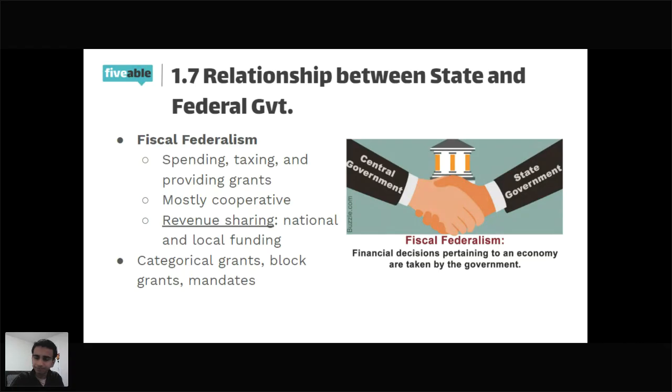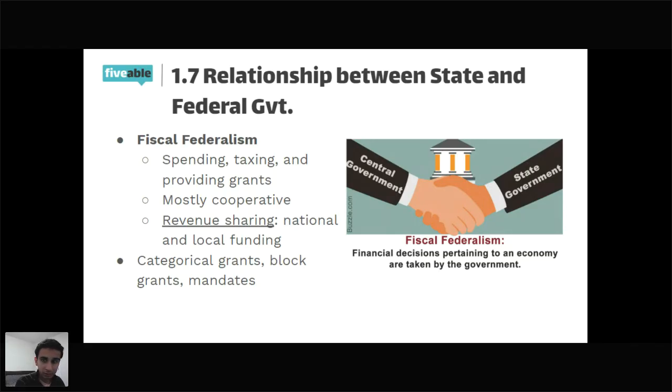Because I don't know how you would tie in the concept of marble cake federalism there. Really, that talks more about the supremacy clause and how the state government is not superior to the federal government. All right, so I'll go ahead and keep talking about fiscal federalism, and hopefully you can type your response, and then I'll be able to see it.